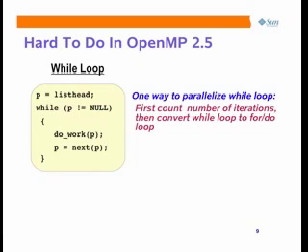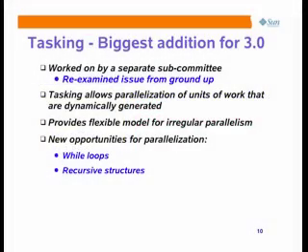What was introduced in 3.0 is tasking. This is the biggest addition for 3.0. It was worked on by a separate subcommittee that re-examined the issue from the ground up. Tasking allows parallelization of units of work that are dynamically generated. It provides a flexible model for irregular parallelism and new opportunities for parallelization, like parallelization of while loops and recursive structures.